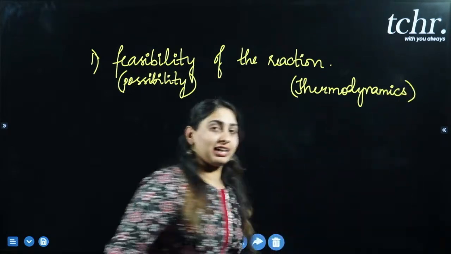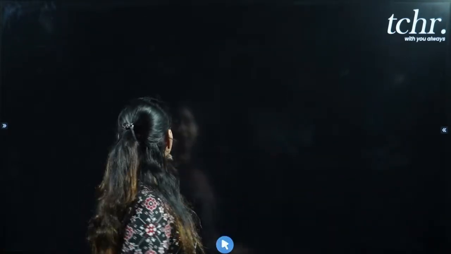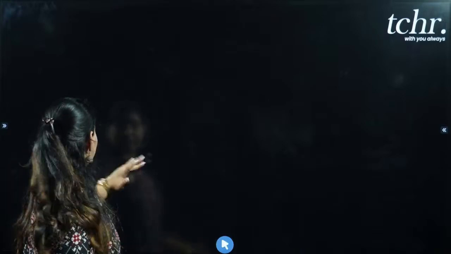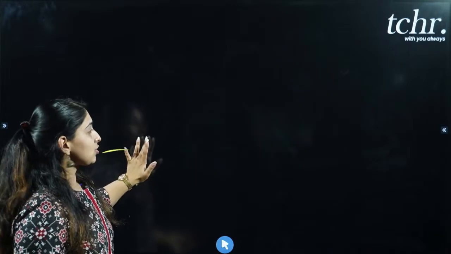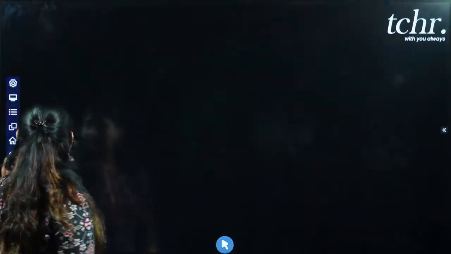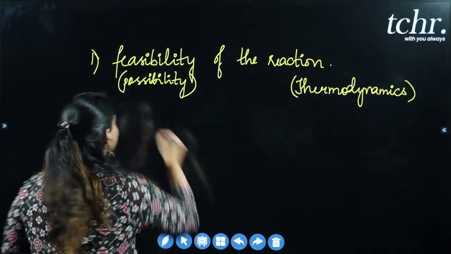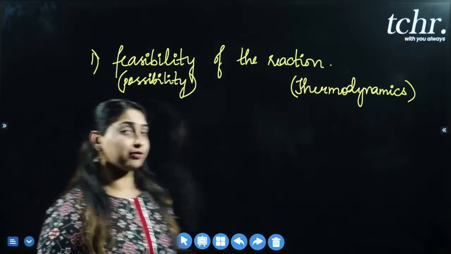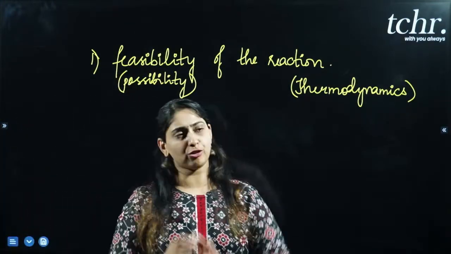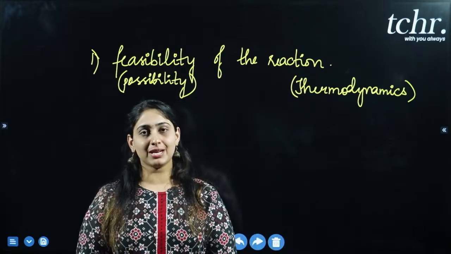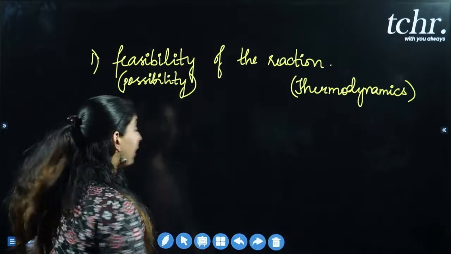So thermodynamics, since you have studied the basics of thermodynamics in your previous class, you already know that under thermodynamics we focus on the feasibility of the reaction, that is, whether a particular reaction is possible or not. So first, after you check the feasibility of the reaction, what is the second thing that you are going to do? Okay, now suppose the reaction is feasible, the reaction happens, what next?